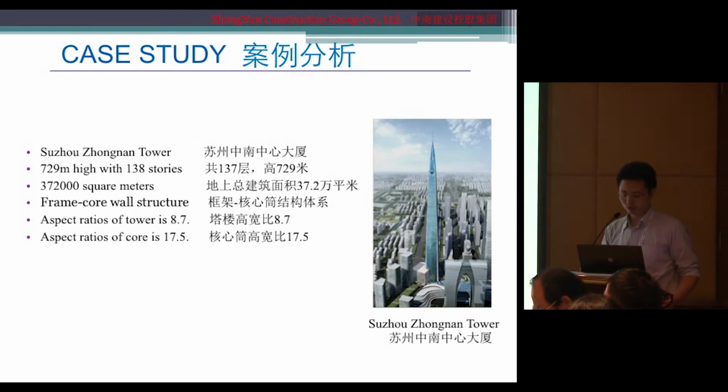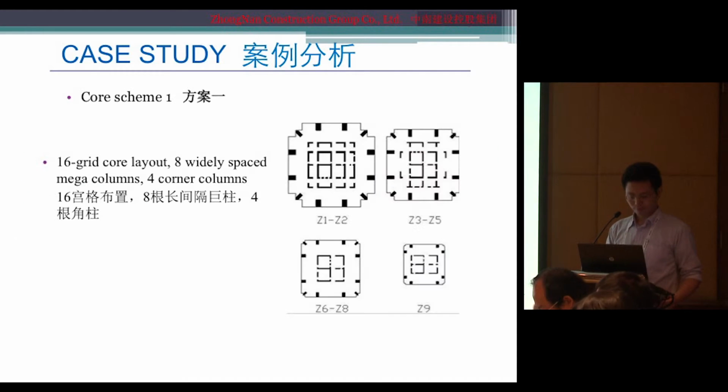And this is the case study of Zhongnan Center. For the Zhongnan Center, the aspect ratio of the tower is 8.7. The aspect ratio of the core is 17.5.